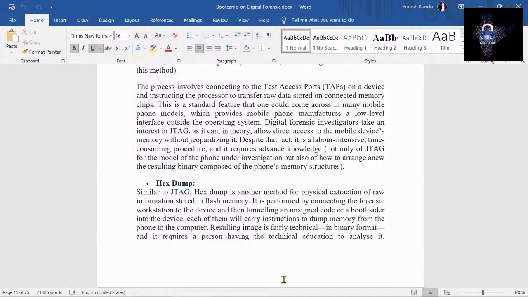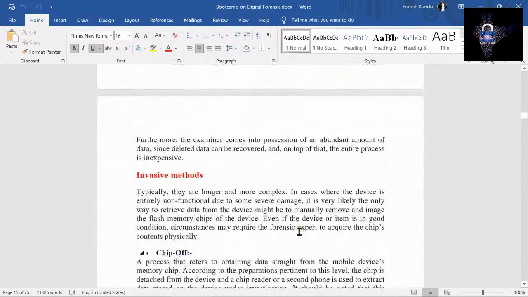Now, the Hex Dump. Similar to JTAG, the Hex Dump is another method for the physical extraction of raw data from the flash memory. It is performed by connecting the forensic workstation to the device and then tunneling unsigned code or a bootloader into the device, which carries the instructions and dumps memory from the phone to the computer, resulting in an image in a primary format. It also requires a person with technical education to analyze it.